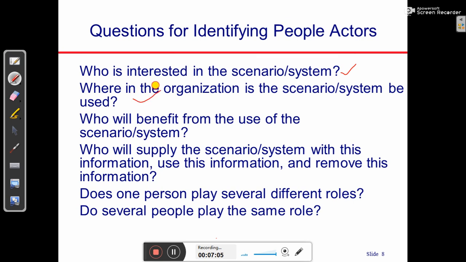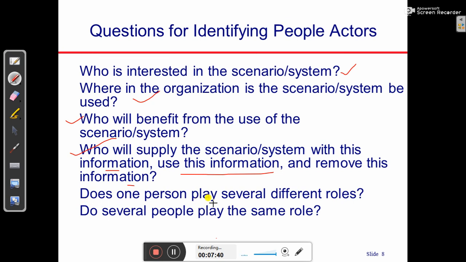Where in the organization is the scenario or system used? That is also an important point. Where, in which part will that scenario or that specific system work? Who will benefit from the use of this scenario or system? Who will get the benefit? Who will supply the scenario or system with information, use this information and remove this information? Meaning, who will handle the information management system?